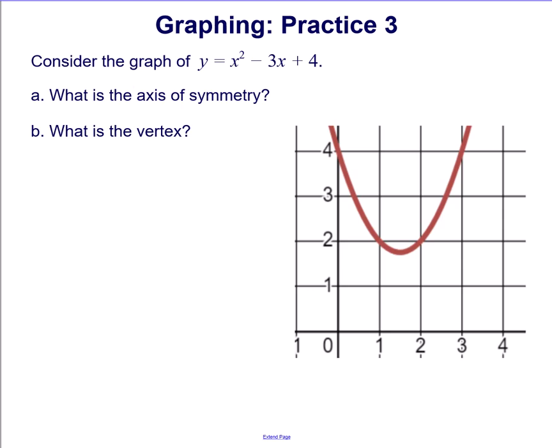Graphing practice number 3. Consider the graph y equals x squared minus 3x plus 4. We're going to ask you to determine two things. What is the axis of symmetry? What is the vertex? This is a good opportunity for you to pause the video, see if you can determine the axis of symmetry and the vertex, and when you have your answers, resume watching the video to compare your answer with what you see on the screen.